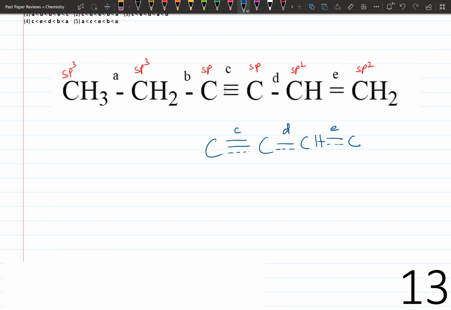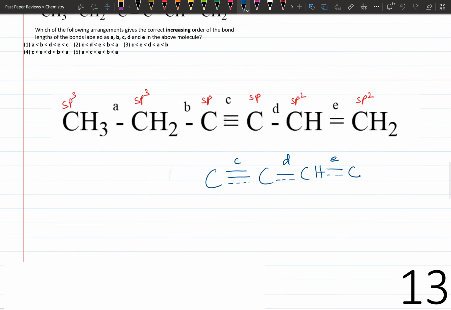In the answer that was given, they have taken that E is shorter than D by disregarding delocalization, which is not the case, as you just can't disregard delocalization. Therefore, the answer should be 2.